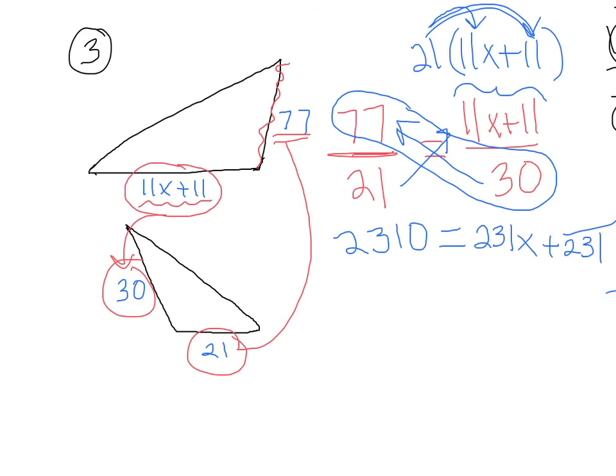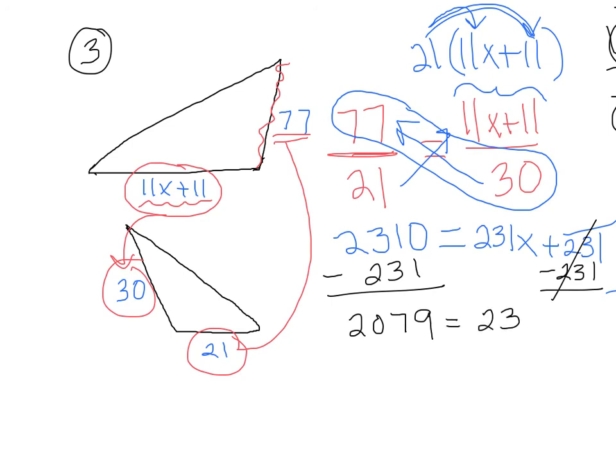And now we just have an additional step in our solving. We need to get this 231 canceled out and brought to the other side. And then 2,310 minus 231, well, that is 2,079. Bring down the 231x. We divide by that 231, and we get x equals 9.